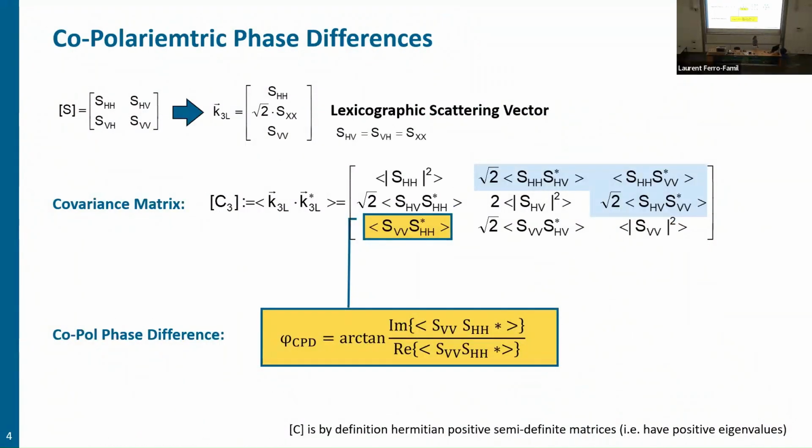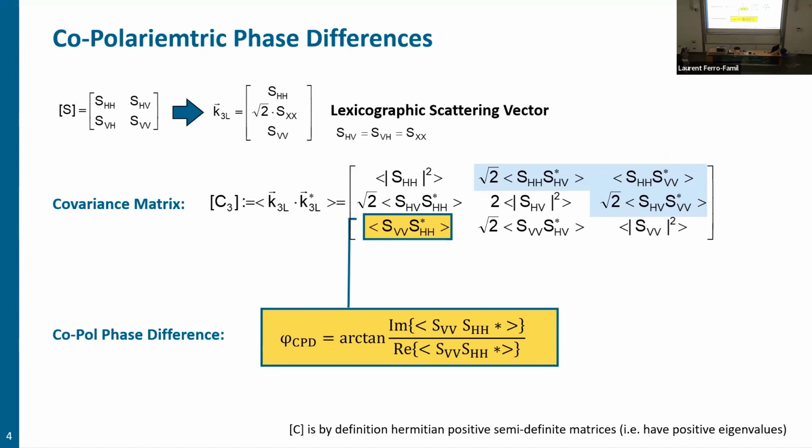Okay, let us go. What is a copol phase difference? Most of the things you have already seen, so therefore it's quite simple for you today. It's a very relaxing day, not so many equations as you have seen in the last days, which probably relaxed you and your brain a little bit.